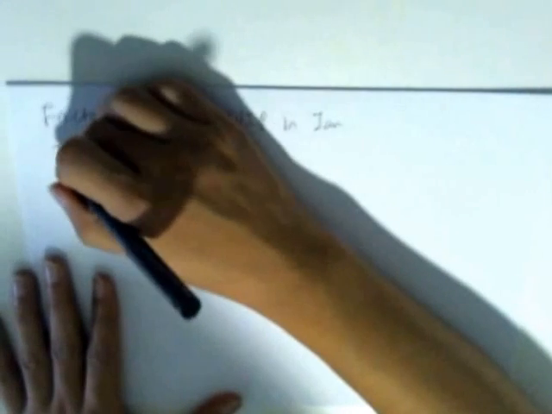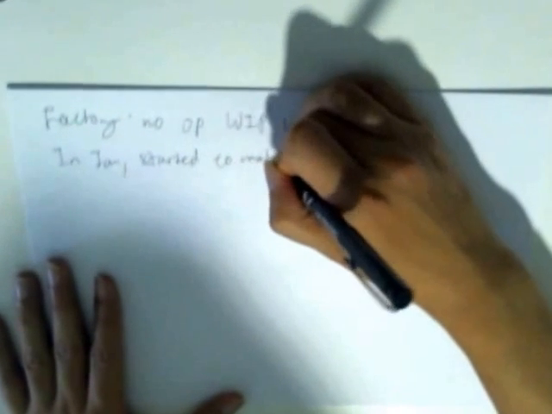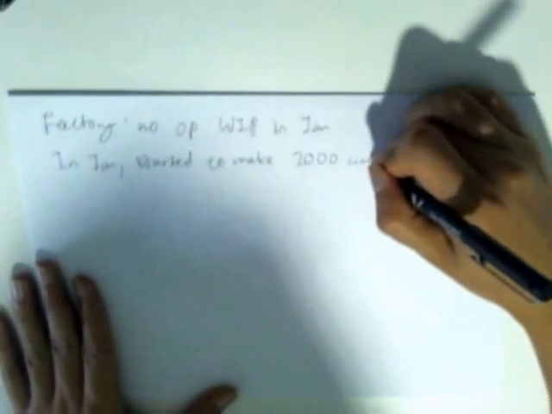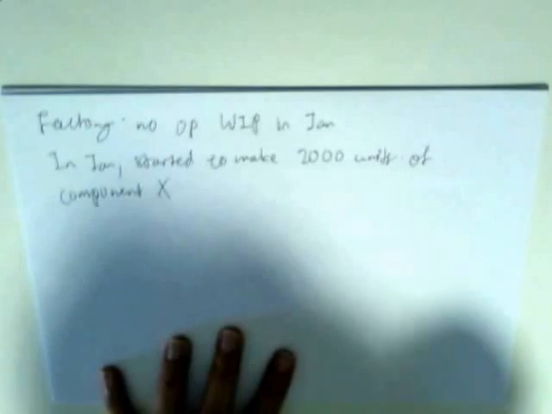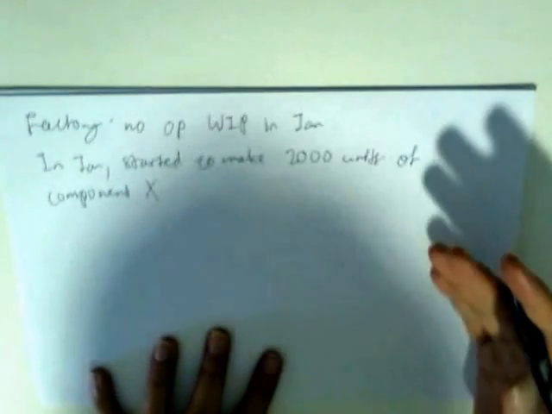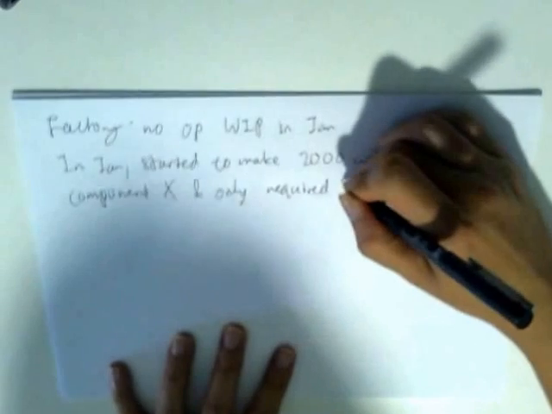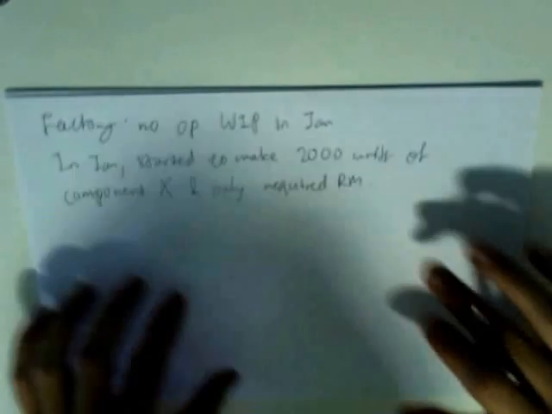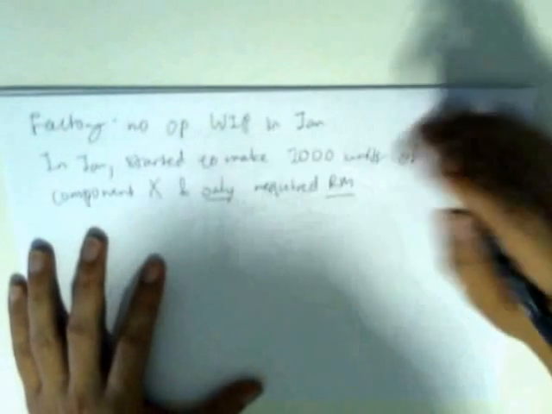Okay, so in January what they did was that they started to make 2,000 units. Okay, 2,000 units of what is that? Say maybe component X. Now this component required only raw materials and probably some labor, right? But in my example, it only required raw materials just for discussion's sake. Later then we put in the labor part. So now this component X is very simple. It only required raw material, no labor input needed.